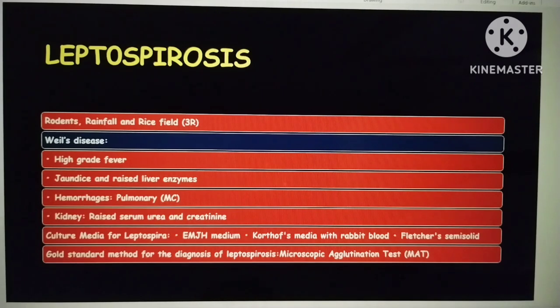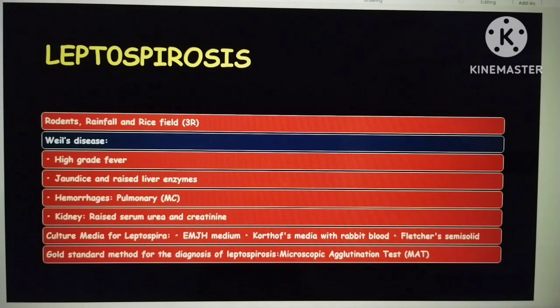The selective medium is EMJH medium. What are the other media? Fletcher's and Kothoff medium. So the gold standard test here is MAT, that is the microscopic agglutination test. So remember, for brucella it is SAT, that is the standard agglutination test. So you want to remember all.